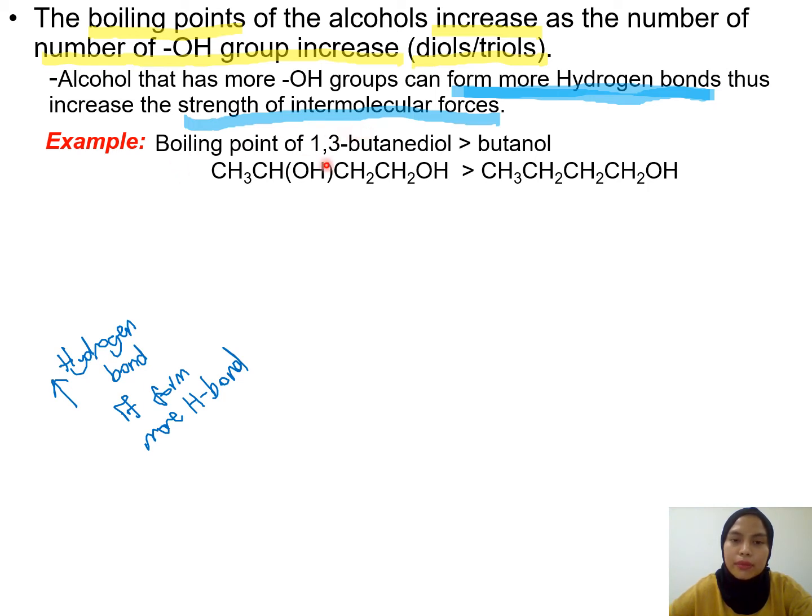So for example, if you see the boiling point of 1,3-butane diol dengan butanol, okay, 1,3-butane diol dia ada 2 OH. Alright, dia ada 2 OH. So that means dia boleh form more hydrogen bond. Okay, dia ada lagi banyak hydrogen bond kan. So kalau let's say butanol hanya ada satu je OH, so dia boleh form satu je hydrogen bond with another alcohol molecule, compared to 1,3-butane diol, dia boleh buat 2 hydrogen bond with another 2 alcohol molecules. So that will strengthen up the intermolecular forces at 1,3-butane diol. Therefore, the boiling point of 1,3-butane diol is higher than butanol.